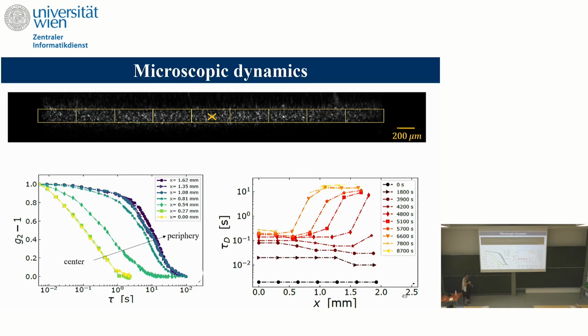And you can do this for different times. So you start from something homogeneous, let's say homogeneous dynamics at short time, and then as the drop shrinks and evaporates, you see that this huge increase of the relaxation time emerges and occurs at a smaller and smaller distance from the center. So the proportion of this slow dynamics increases with time, okay?